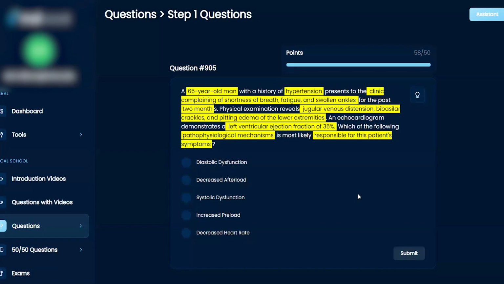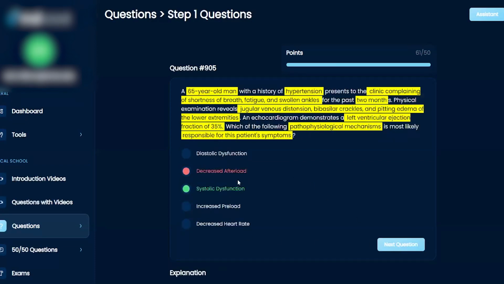But also I've got to think about the systolic and diastolic dysfunction, which you can get with left heart failure. You get one of those with left heart failure. I'm not sure, but I do kind of think it's decreased afterload. I'm not sure why. So I'll pick it and we'll learn from this.